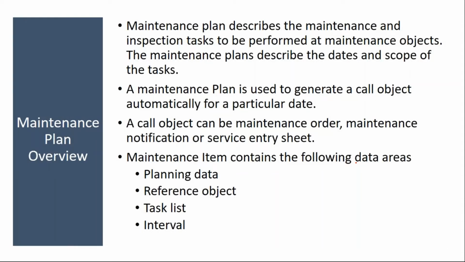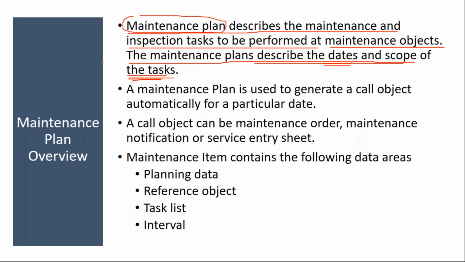So first we'll understand what is maintenance plan. Maintenance plan describes the maintenance and inspection tasks to be performed at maintenance objects. So basically, maintenance plan will tell you for which object you are going to do the preventive maintenance. The maintenance plan describes the dates and scope of the task. So here you will have the dates, like from which date you want to start the preventive maintenance, what is the total duration, what activities need to be carried out during this preventive maintenance. All this information will be available in the maintenance plan.